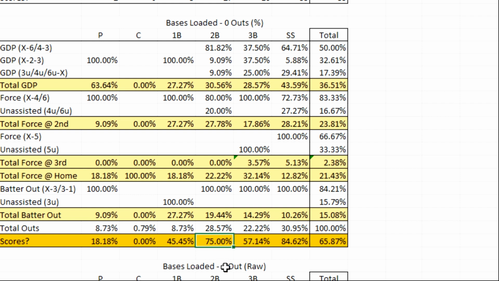So looking at when runners score, we see that a very high percentage of the time, if the ball's hit to the middle infielders, the runner on third is going to score. So 3/4 of the time when hit to second, 85% of the time when hit to short, the runner on third is scoring on the play.